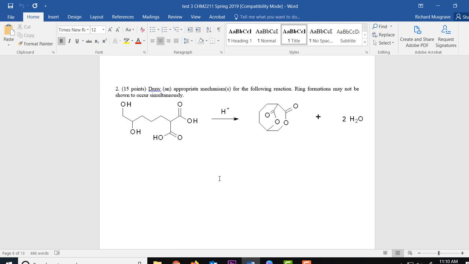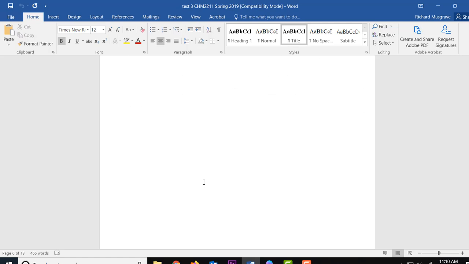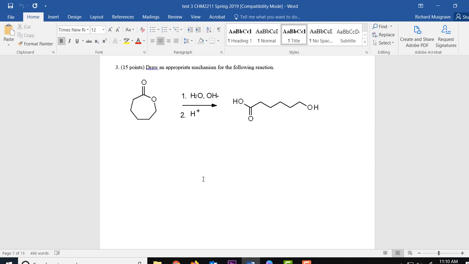Question 2 will be a cyclization question where you'll be expected to take something that's got 2 alcohol groups and 2 carboxylic acid groups and cyclize it together, and you are supposed to show the mechanism for that. Question 3 will be a mechanism that's based on one of the basic type mechanisms that I discussed, and again look at the classification video to see which ones of those would be possible for this problem.